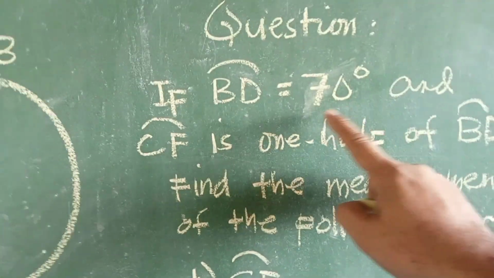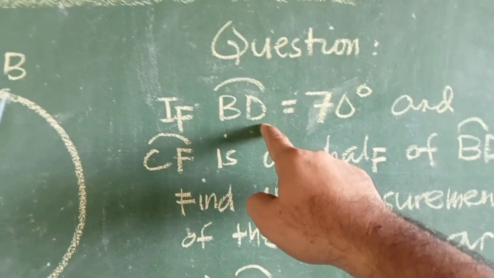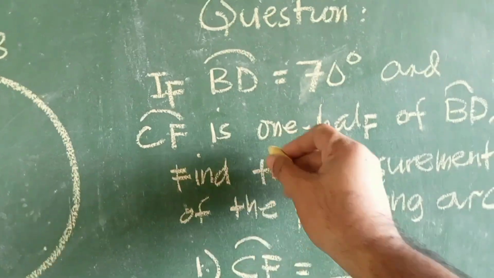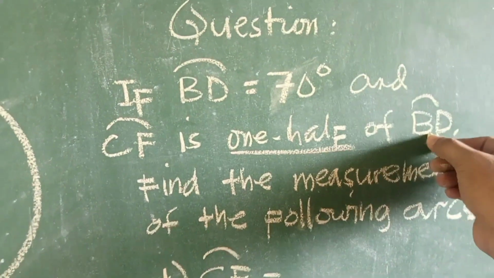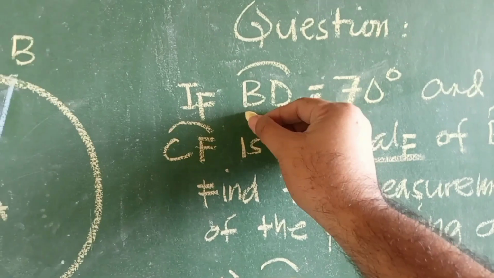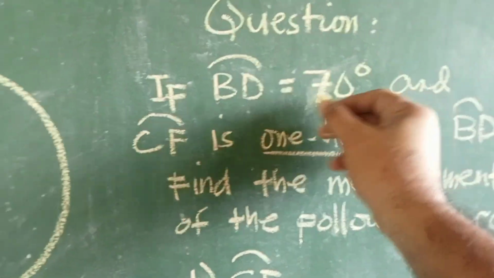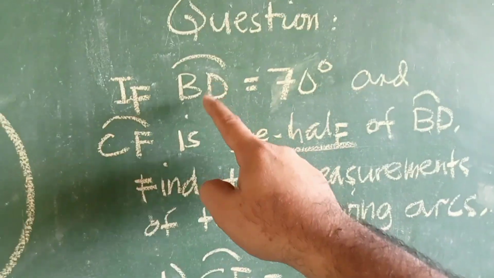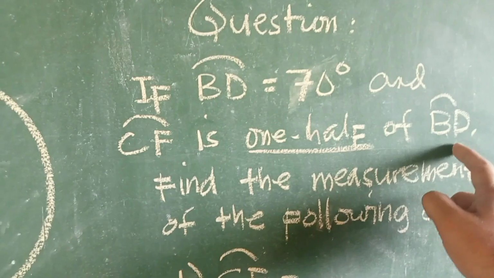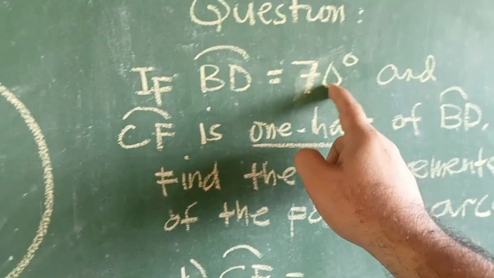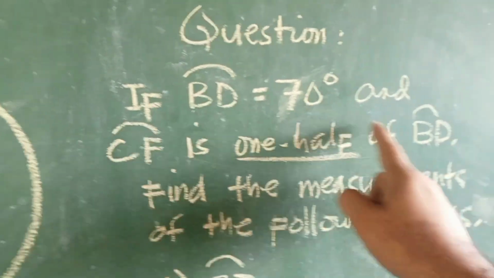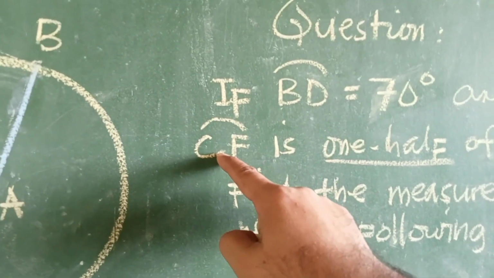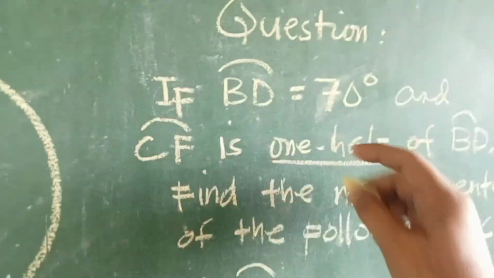The statement here is that if arc BD equals 70 degrees and arc CF is 1/2 of BD. Let's go back. Arc BD is 70 degrees and CF is 1/2 of BD. In this part of the statement, you have to conclude that if BD is 70 degrees and arc CF is 1/2 of arc BD, then the actual measurement of arc CF is 1/2 of 70 degrees. You will find that out later.